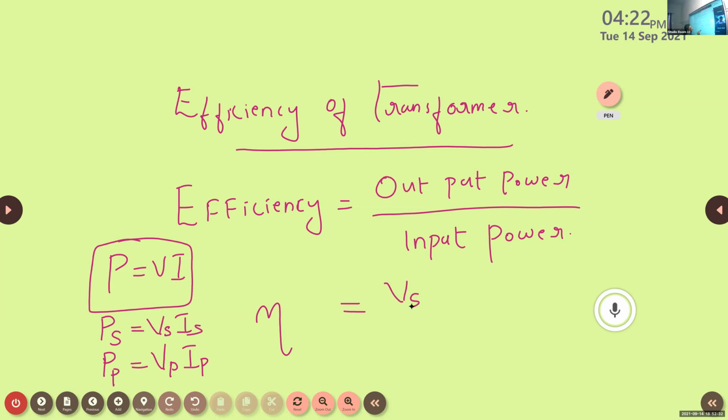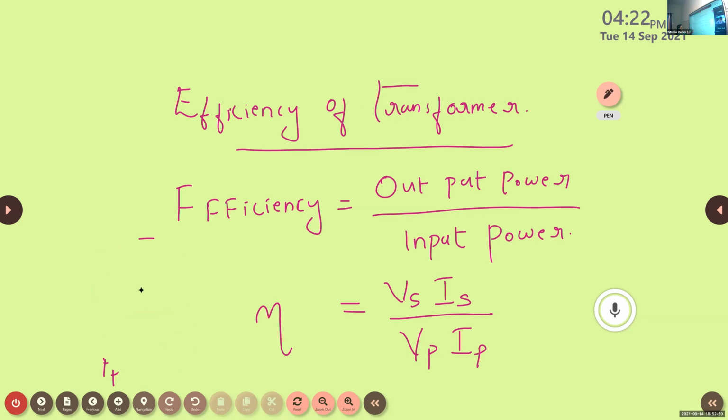That is, VsIs divided by VpIp. So if we know the value of secondary voltage and that of the current generated in the secondary coil, similarly the primary voltage and that of the current generated in the primary coil, then you can easily calculate the efficiency of a transformer. Efficiency of a transformer is given by eta is equal to output power divided by input power, or eta is equal to VsIs divided by VpIp.